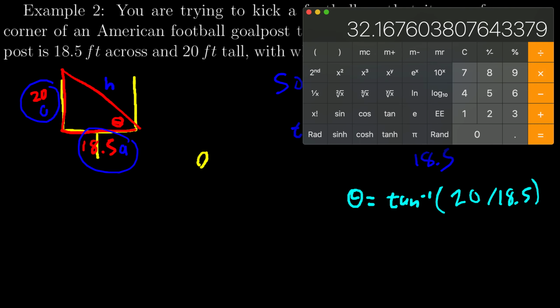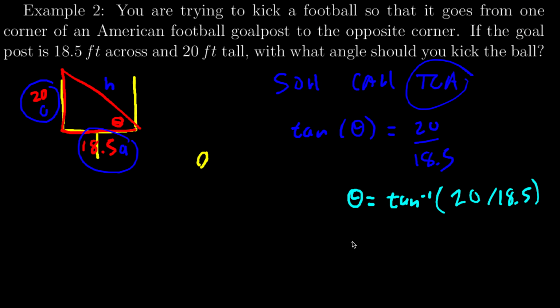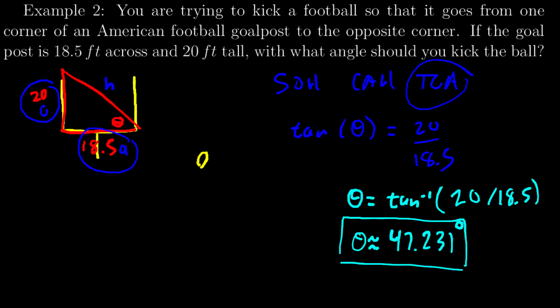I go to my calculator. I do 20 divided by 18.5. I need the inverse tangent to get that. See, that's normal tangent. I press second and I see now, okay, that's inverse tangent. And I get 47.231. So it's about 47.231. And the measure on that is degrees. So I should be kicking it at about a 47-degree angle.